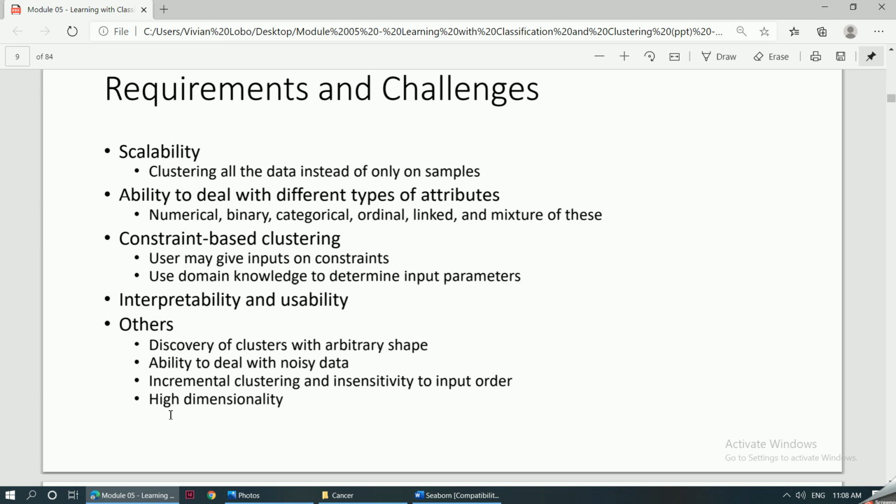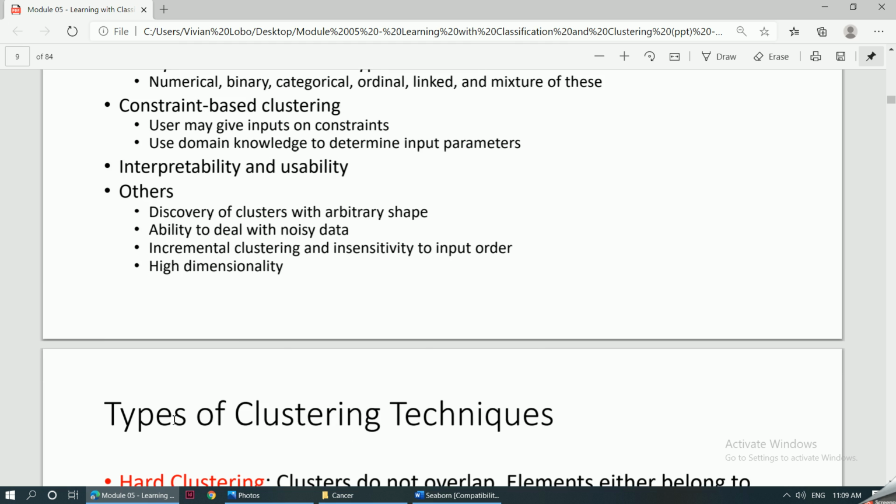Interpretability would be one of the challenges, and usability is another issue. The others are discovery of clusters with arbitrary shape, a random shape which doesn't give us any intuition or inference, ability to deal with noisy data, that is the outliers, incremental clustering and insensitivity to input order, and high dimensionality. These are some of the requirements and challenges that are faced by clustering.